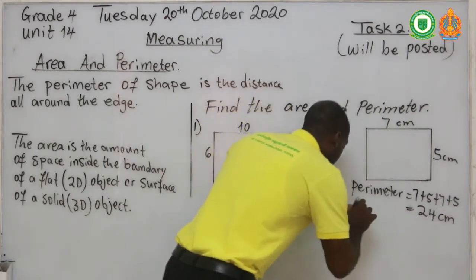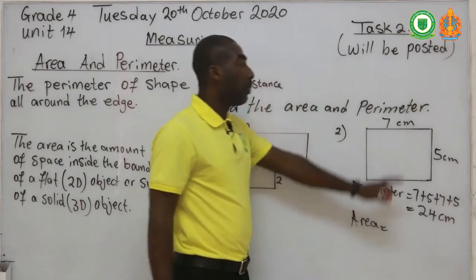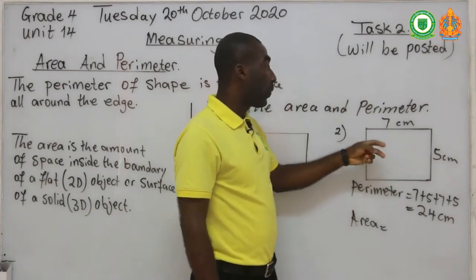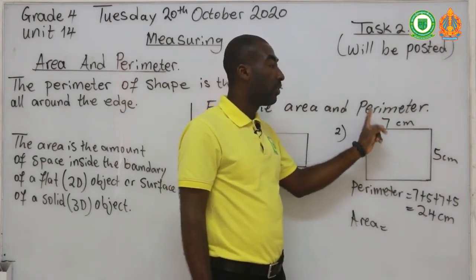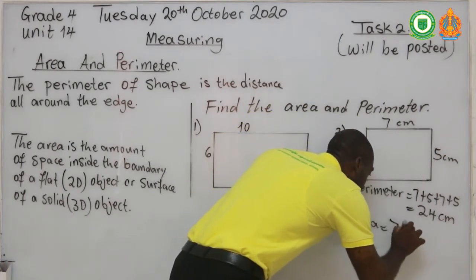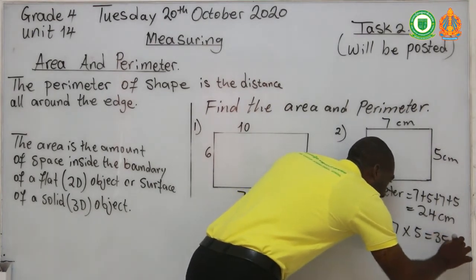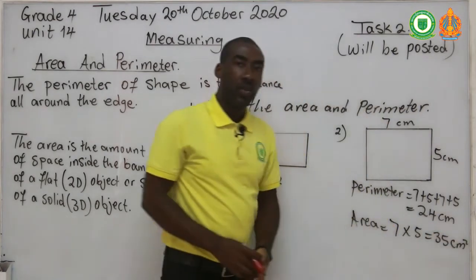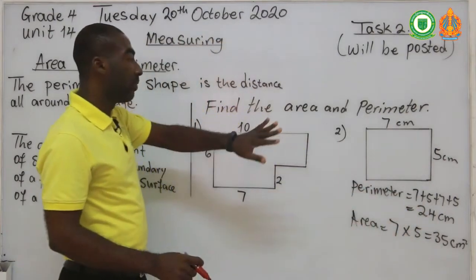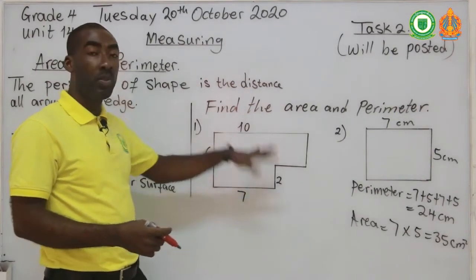Okay, now let's go to our area. So area means that we are looking at the space here. Okay, and to find the space we need to multiply the length by the breadth. So that will be 7 times 5, and that will give us 35 centimeter square. So this is for our question 2. Now let's go to the one that is a bit complicated, so that we can have enough time to go through it for you to catch it well.